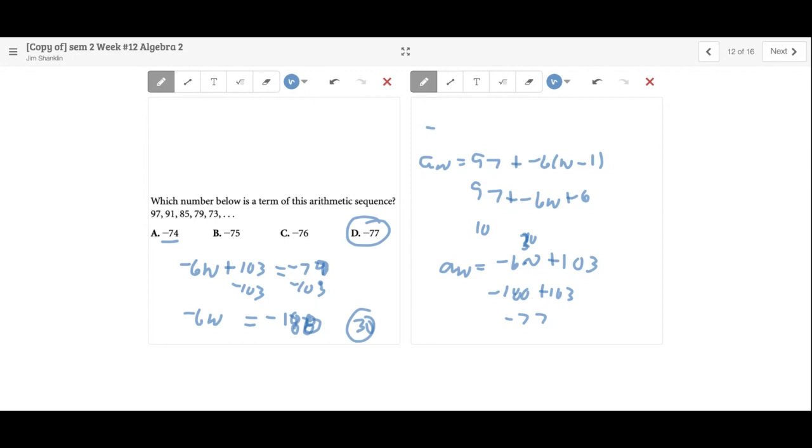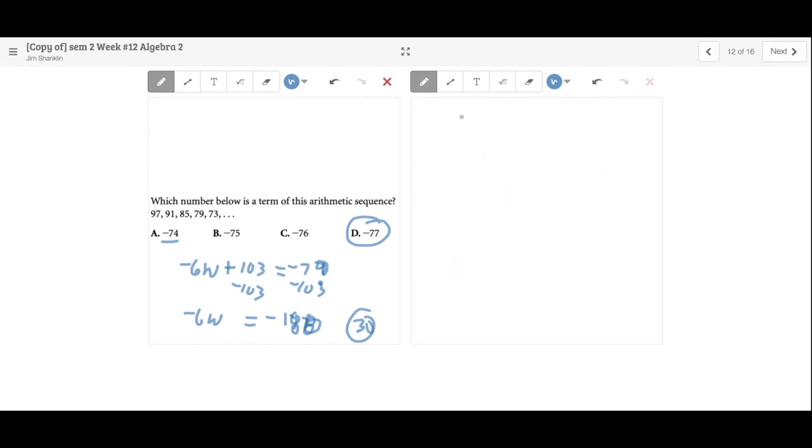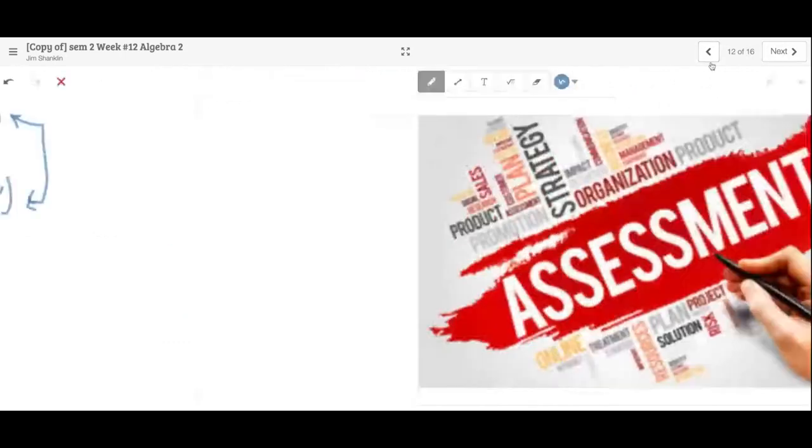But there's not a lot this week. We came up with two formulas: a sub n is equal to a sub 1 plus d times n minus 1, that gives us our formula. And then we also came up with the sum: S of n is equal to n times a sub 1 plus a sub n, divided by 2. So everything that you see on this week's assessment can be solved using these two formulas. You would not need anything other than that. And I think that was the last problem on the practice, wasn't it? Yep, that was the last problem.